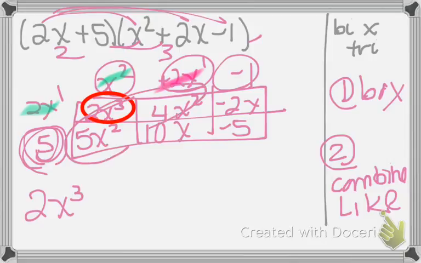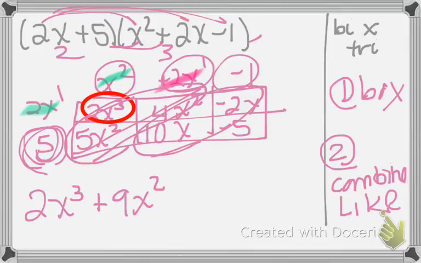The next highest exponent is our x squared. We're combining like terms here. That means we're adding, so that's plus 9x squared. So don't make that mistake of multiplying. 10x and negative 2x gives me 8x, and negative 5. All right, that's it. Pause, re-listen where you need to.